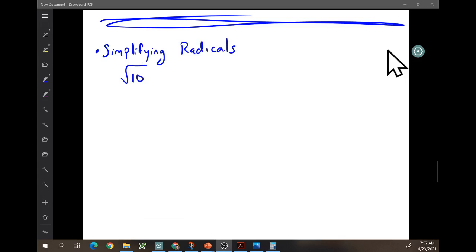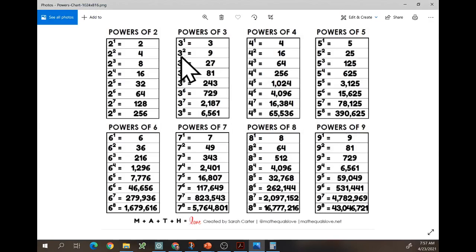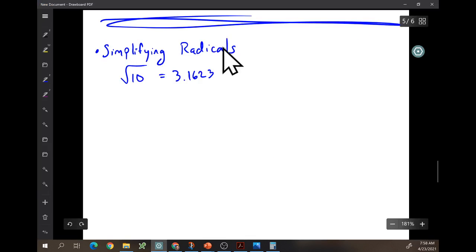3.16, and it goes up to 4 decimals. That makes sense because we said square root of 9 is 3, square root of 16 is 4, so it's in between 3 and 4, and it's closer to 3, like 3.1, because 10 is closer to 9. So that makes sense. But a lot of times we don't want to actually write the decimal. When we're simplifying radicals, we're not going to write the decimal. We're just going to leave it as a radical. So the square root of 10 is just going to stay as the square root of 10.